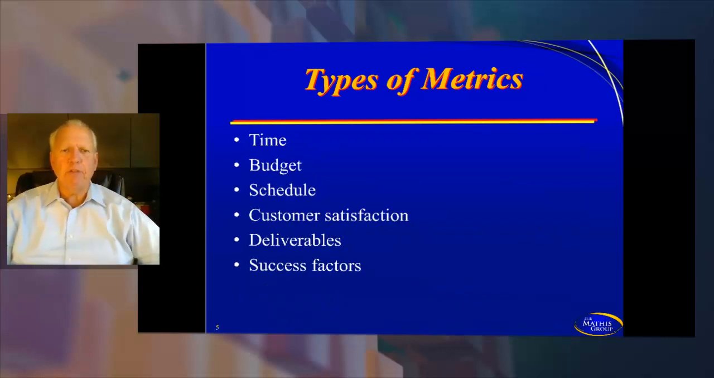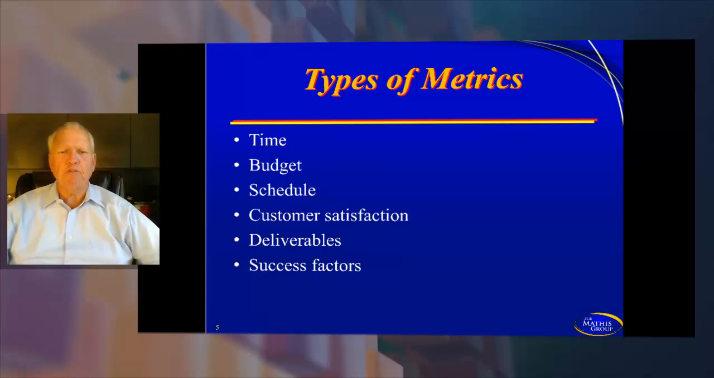Types of metrics that many people collect: time, budget, schedule, customer satisfaction, deliverables, and success factors. Now, time, budget, and schedule are already pre-built into projects. And sometimes that's the only thing that anybody else is measuring: time, budget, and schedule. But would tracking deliverables make a difference with your group? Would customer satisfaction make a difference with your group? Would success factors make a difference?